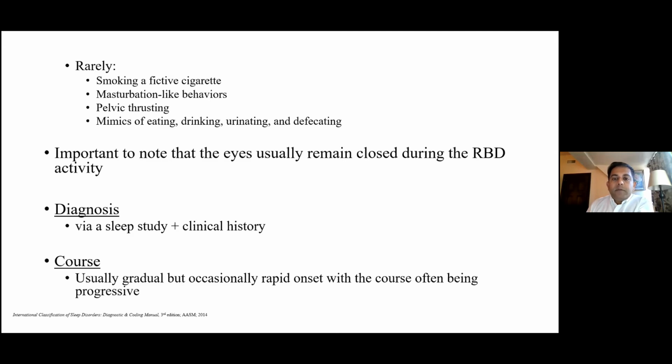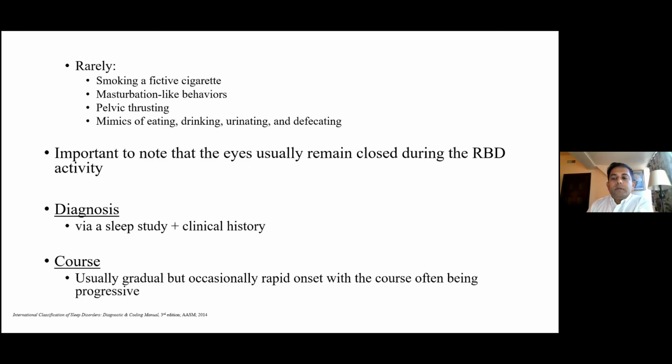So diagnosis of RBD typically includes both a clinical history of having violent dream enactment behavior, but then also a sleep study is going to be important, because there are specific things that we have to look for during the sleep study, including the loss of skeletal muscle paralysis during REM sleep, but then also possibly capture on video some of the dream enactment behavior. The course of RBD is usually gradual, but occasionally it can present with really rapid onset.